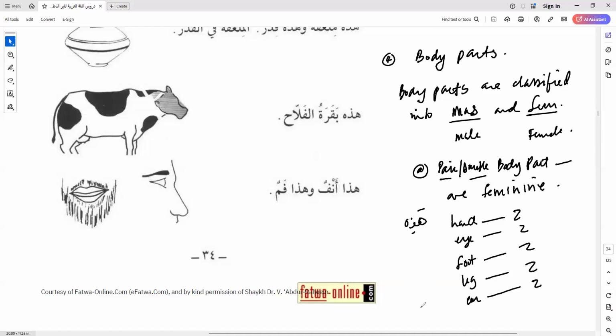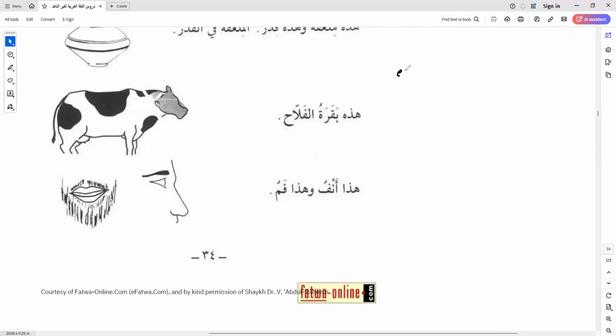And then we're going to say non-pair or single body parts. Single body parts are masculine. That's the rule. Single body parts are masculine, like your head, right? Let's look at examples. Head. You have one head, you don't have two, right?